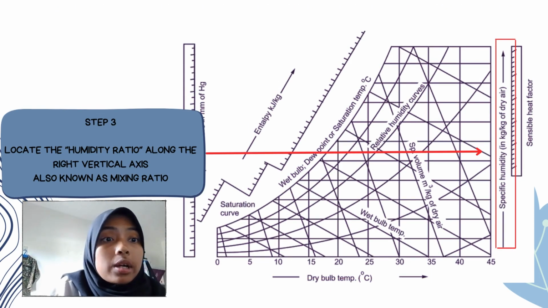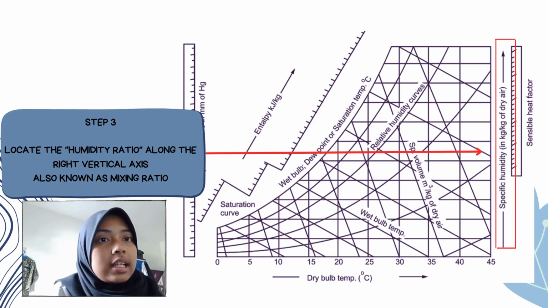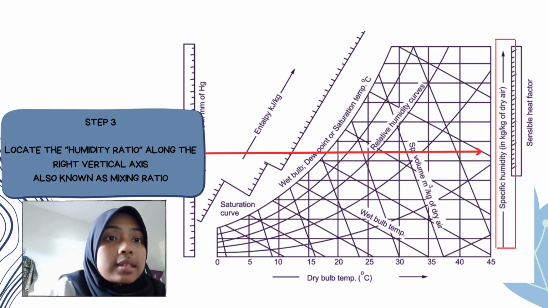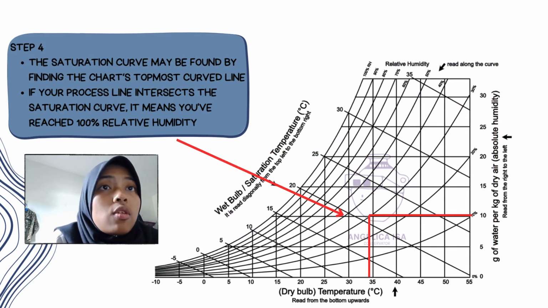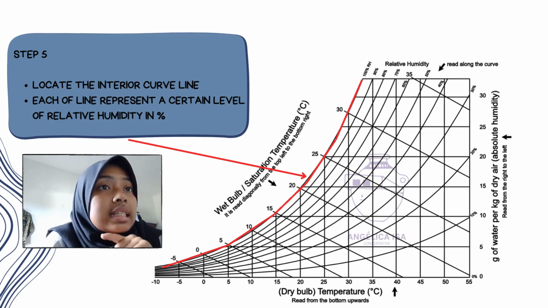Next, for step 3, we need to locate the humidity ratio along the right vertical axis, also known as mixing ratio. For step 4, the saturation curve may be found by finding the chart's topmost curve line, and if your process line intersects the saturation curve, it means you have reached 100% relative humidity. For step 5, we need to locate the interior curve lines, where each line represents a certain level of relative humidity in percent.